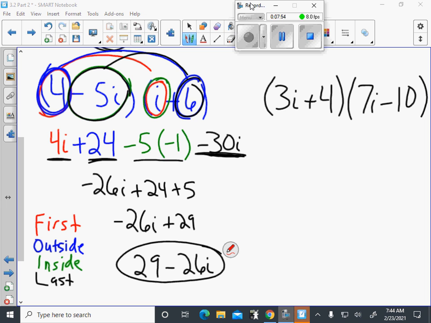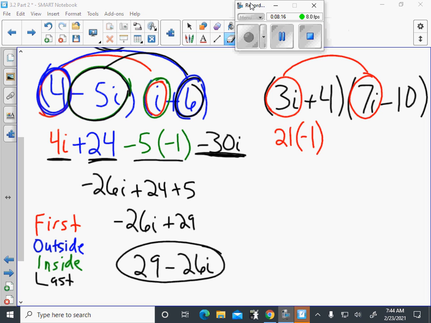Okay, next one. F is first. First terms. So we have 3i times 7i. Well, 3 times 7, that's 21. i times i, that's negative 1. Okay, so 21 times negative 1. Can I rewrite that? Just says negative 21. Sure, it can.